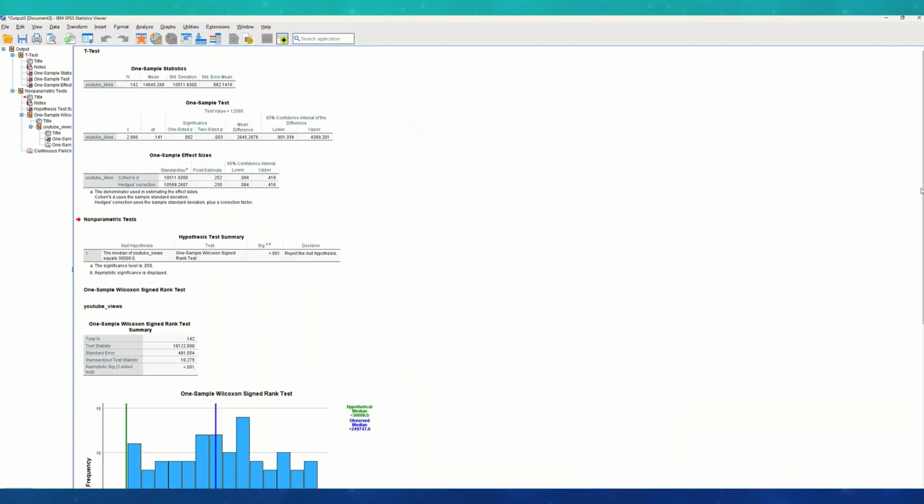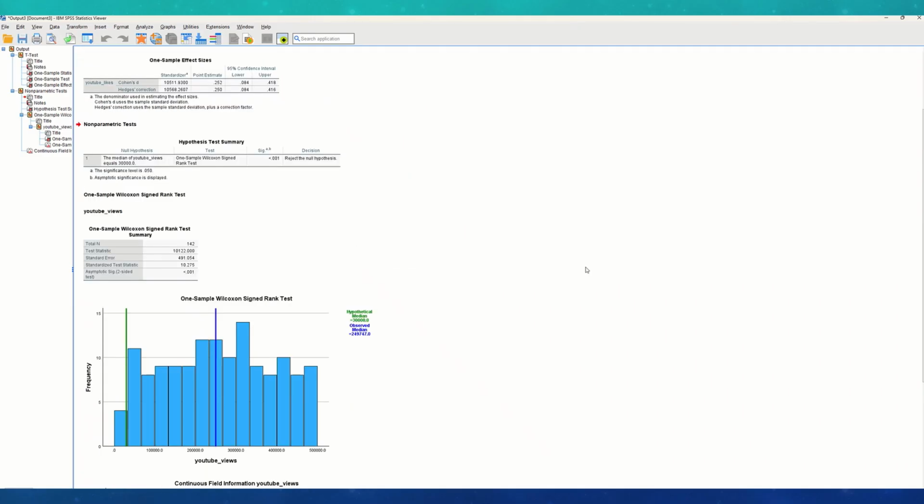And we'll just pay attention to what's down here, on our non-parametric tests, because this is what we just ran. It'll give us our null hypothesis that the median YouTube views is 30,000. It'll remind us what test we ran, the one sample Wilcoxon signed rank test, and it'll let us know our significance level and what we should do, right? So given our data, it's suggesting that we should reject our null hypothesis, right? When we take a look at this data, we have 142 values. The test statistic that we calculated was 10,122, right?